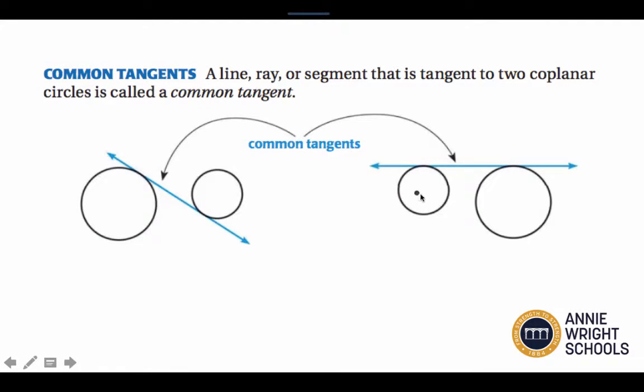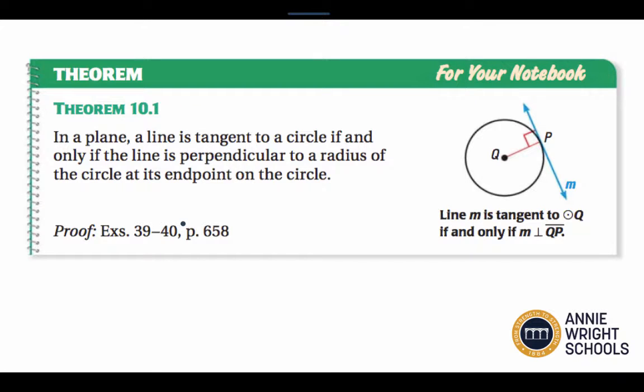Other things about common tangents: circles that have the same tangent line here or circles that have the same tangent line here. A lot of times these are called externally tangent versus internally tangent, but I'm not too worried about that. But the fun thing about tangents are these theorems. In a plane, a line is tangent to a circle if and only if it is perpendicular to the radius of the circle at its endpoint on the circle, or at the point of tangency.